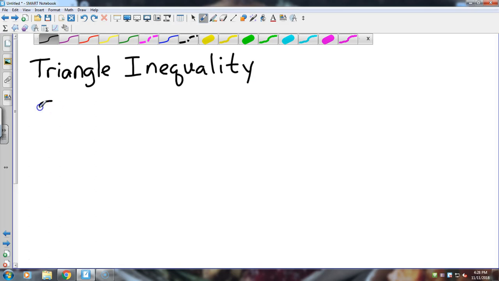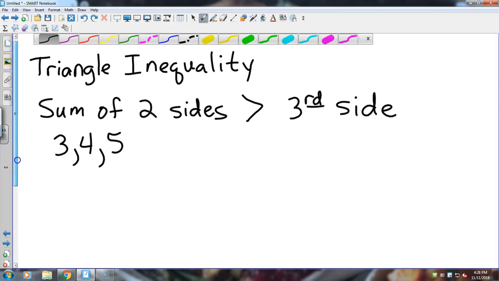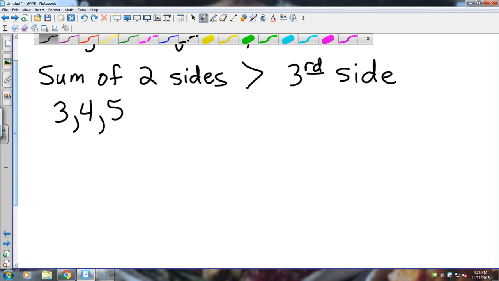Okay, so sum of two sides has to be greater than, use the greater than sign, the third side. Okay, so let's look at a common right triangle that we know works. We've got the 3, 4, 5 triangle. And so let's just look at the different sides.